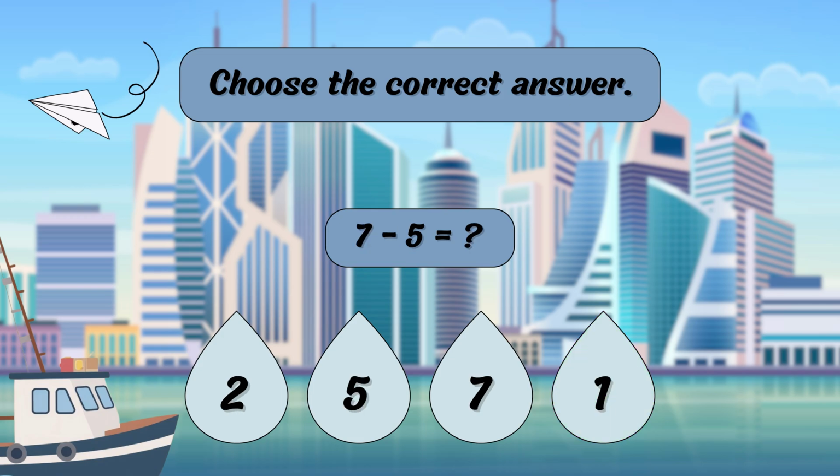Choose the correct answer. 7 minus 5 equals? The answer is 2. 7 minus 5 equals 2.